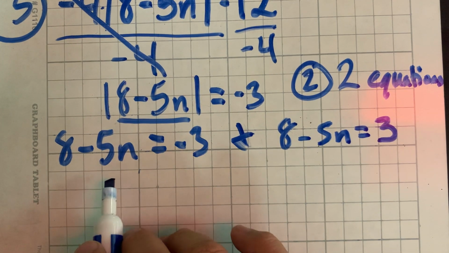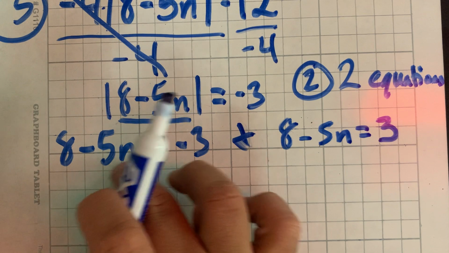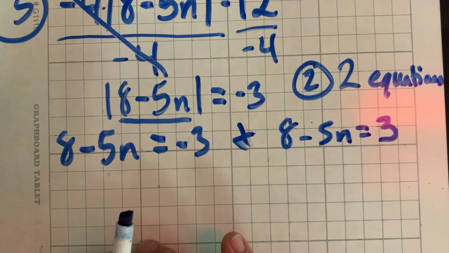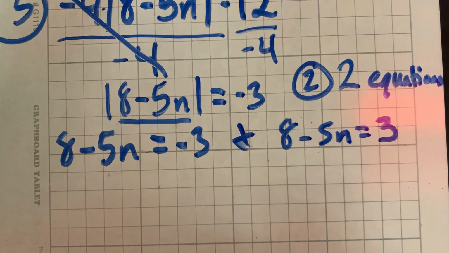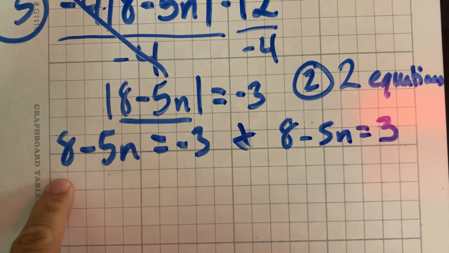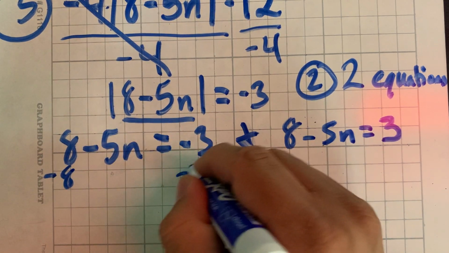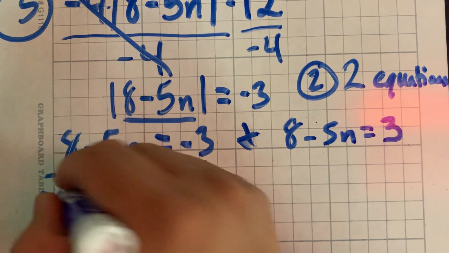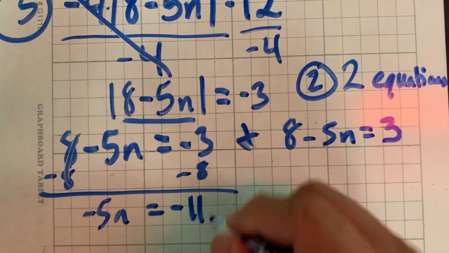This is 8 minus 5n. Again, your goal is to get n by itself. This is one of those weird looking two-step equations where a lot of people want to add 5n, but that's not helping me get n by itself. The first thing I'm going to do is get rid of this 8 by subtracting it. -5n is equal to -11.